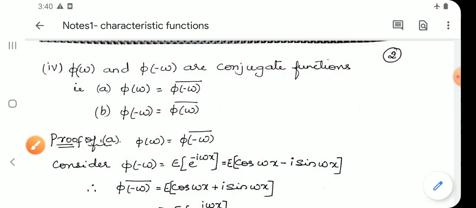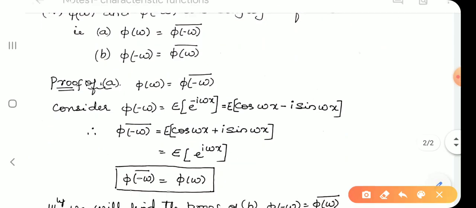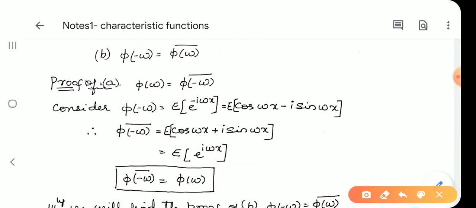So let us prove this. Let us take the first one: phi of omega is equal to phi of minus omega bar. Let us prove this. For this I will consider phi of minus omega, which is in the right hand side. By the definition, phi of minus omega is nothing but expectation of e power minus I omega x.